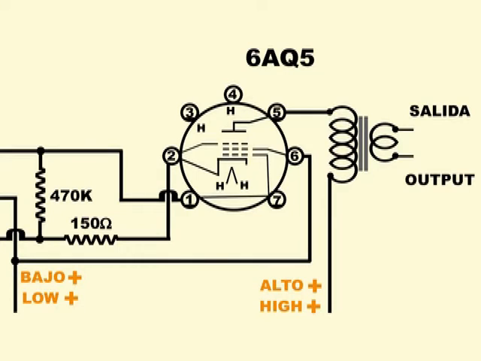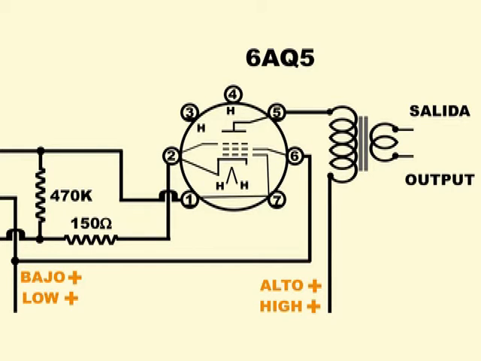The plate current of the pentode passes through the primary of the audio output transformer, inducing in the secondary of this transformer an alternating voltage that is identical to the signal applied to the input circuit, although much stronger.